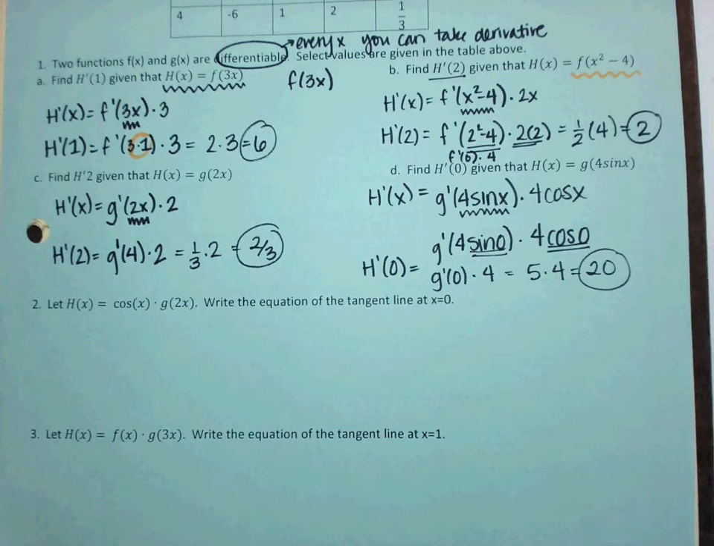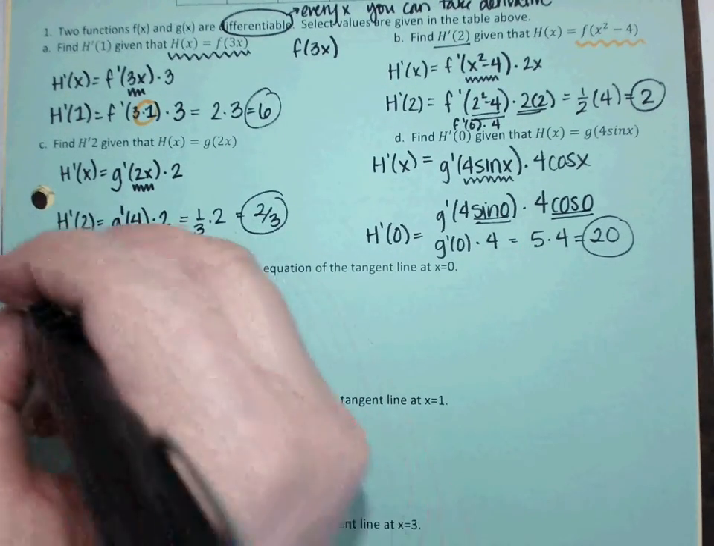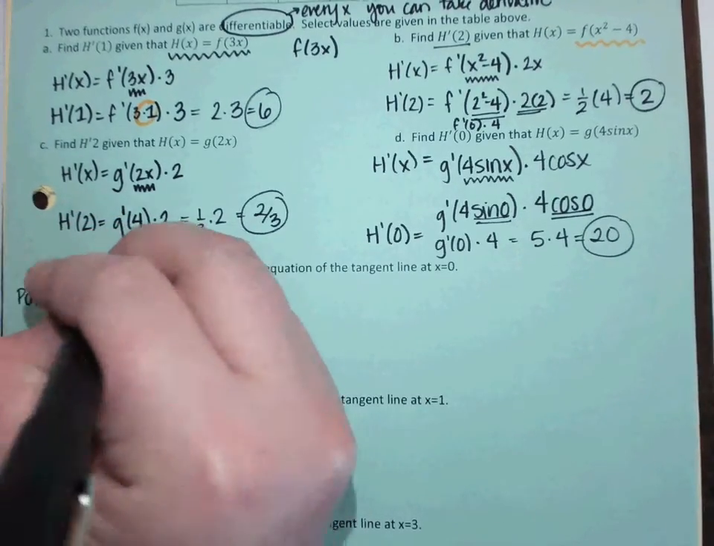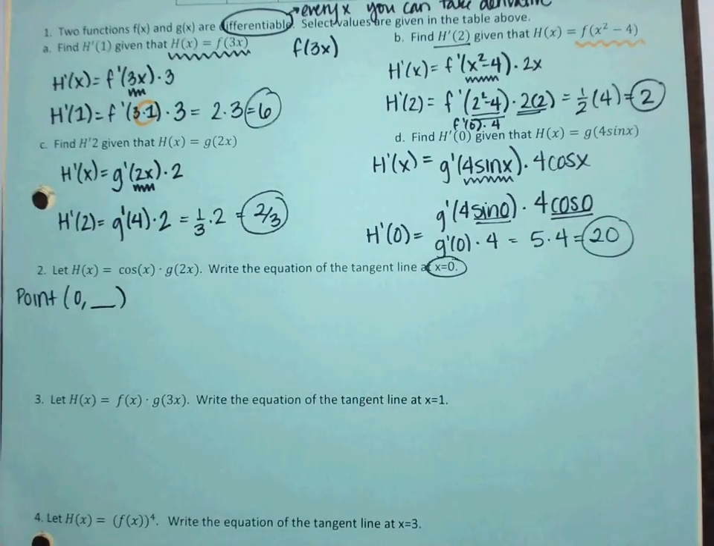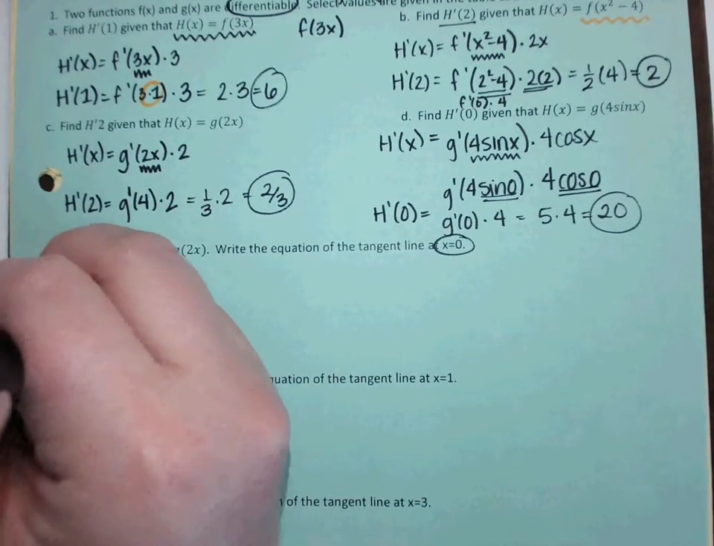Okay, next row, we want to write the equation of a tangent line. What two pieces do you need for an equation of a tangent line? Point and a slope. For the point, where do I plug in? The original. Okay, and then for the slope, I plug into the derivative. Okay, so take a look at number 2. We're plugging in 0. Point first. My x value I already know is 0 because it told me. My y value is going to be h of 0.